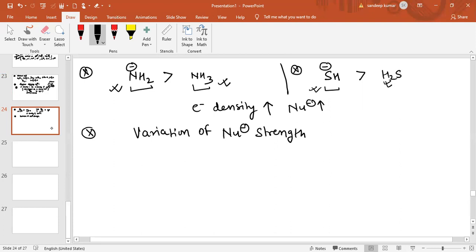Variation of nucleophilic strength in the periodic table. How?